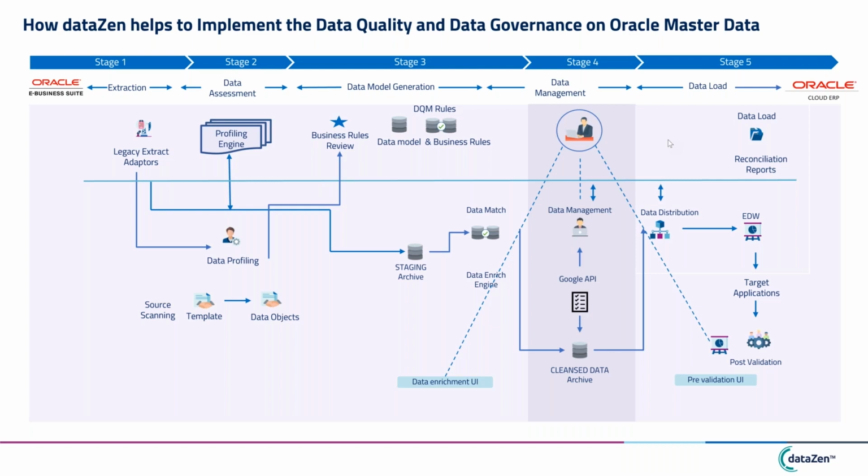And in these five steps, stages one, two and three are going to be completely automated. In stage four, the data is going to be reviewed by the users, and stage five is again automated. Once this is done, the data is going to be loaded into the target system. So with less effort and less manual intervention, the entire data quality is taken care of by the DataZen application.